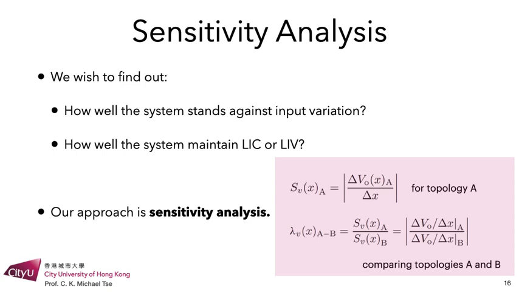For comparing two different topologies, for example, we would like to compare the third order circuit with the second order circuit it was extended from. We would like to compare the change or difference in the sensitivity. So the lambda here is defined as the relative comparison of the two sensitivities between topology A and topology B.